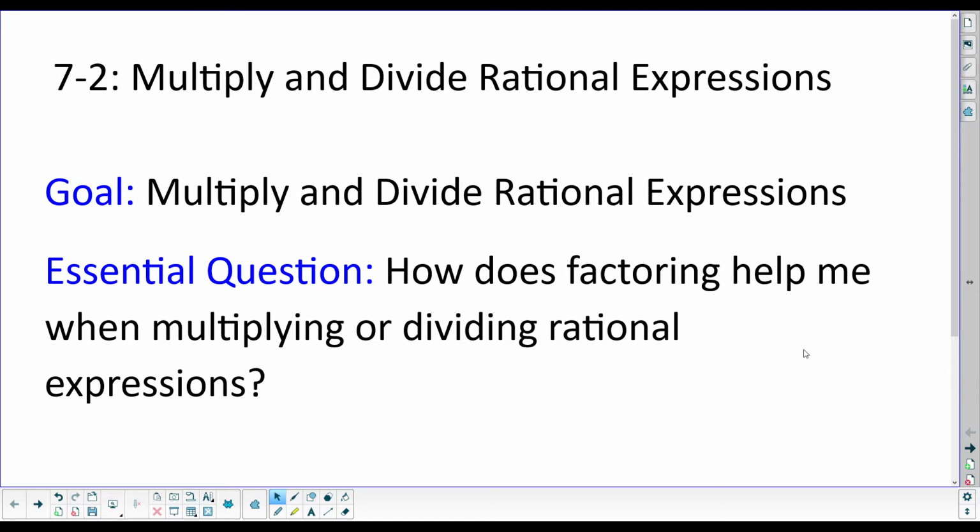So when we multiply and divide these things, what we want to look at today is how we can use factoring. We spend a lot of time learning how to factor, and so we're going to apply some of those skills today, and they'll help us a lot when we go to multiply and divide these rational expressions.